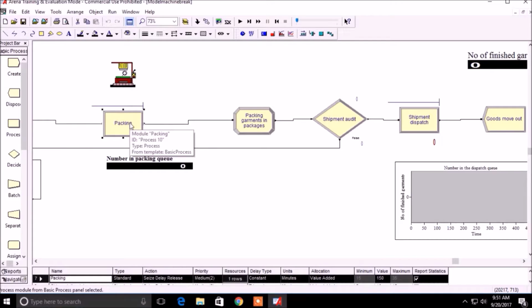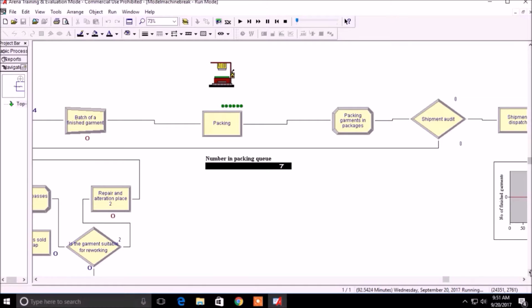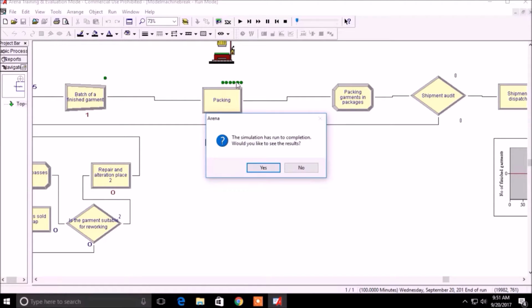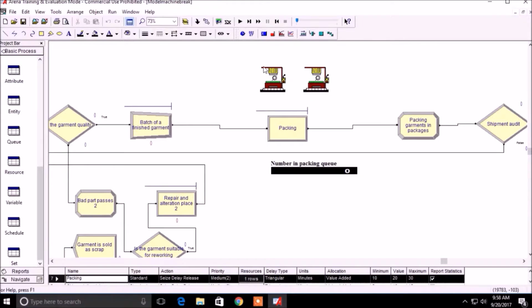Simulation of a machine breakdown. Here the packing process has only one machine, and we will see what happens if that machine is broken down. See the queues building up, and because this is a bottleneck process, after packing, the processes that are there cannot be performed. They are idling. And you can see the huge queues there.